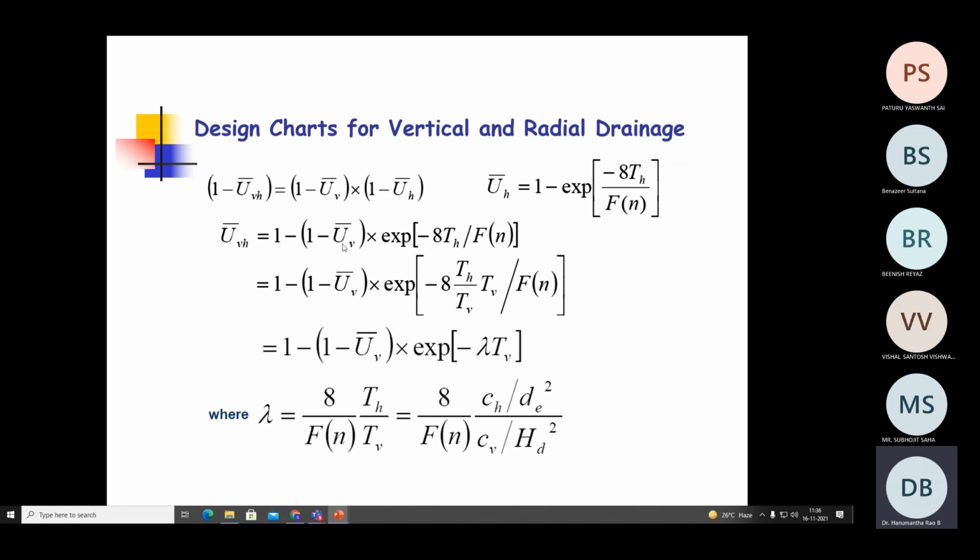Now, this slide will also cover everything, UH and UV. So there should not be any question to anyone on how to calculate the average degree of consolidation as a result of the combined vertical and radial consolidation. So anybody has any question?